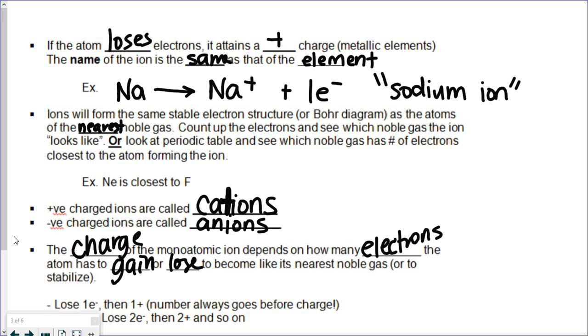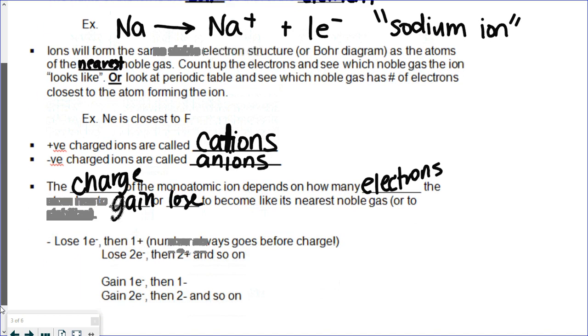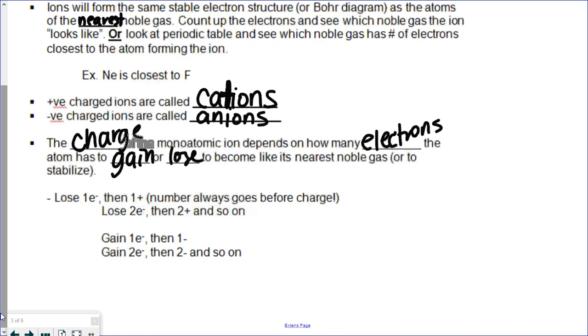So if something loses 1 electron, then it becomes a 1 positive charge. That's something that's really hard to wrap your head around, but you just need to think about how losing a negative charge actually makes something positive. So if it loses 1 electron, then it's positive 1. If it loses 2 electrons, then it's positive 2.